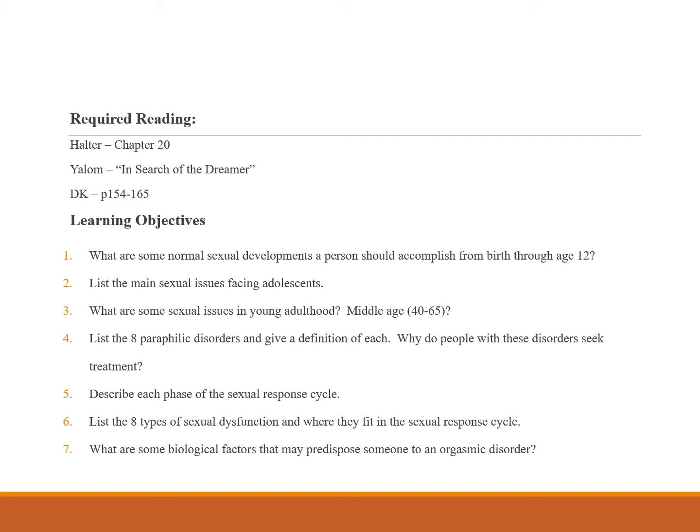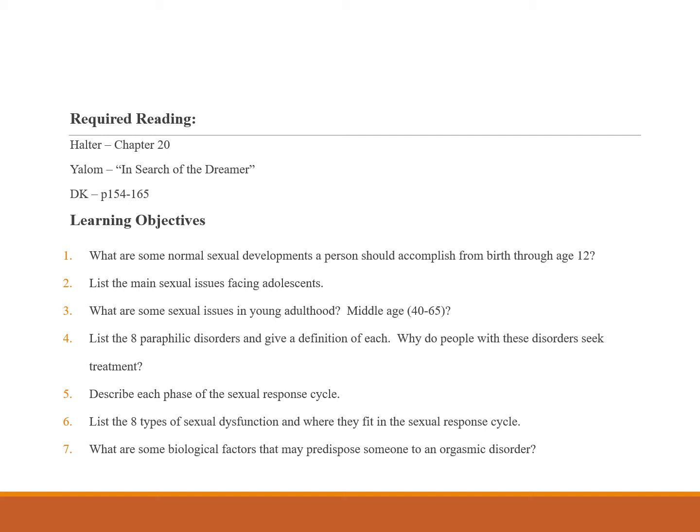Our objectives. Number one, what are some normal sexual developments a person should accomplish from birth through age 12? Number two, list the main sexual issues facing adolescents. Number three, what are some sexual issues in young adulthood? And what about middle age, from 40 to 65? List the 8 paraphilic disorders and give a definition of each. Why do people with these disorders seek treatment?